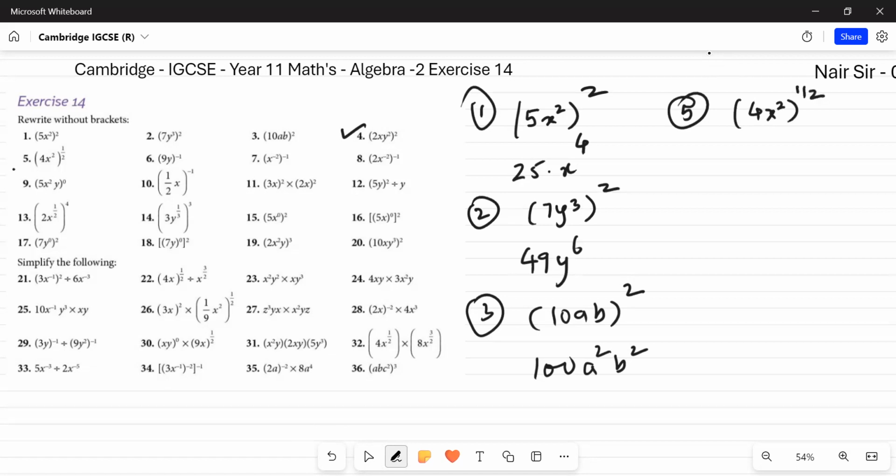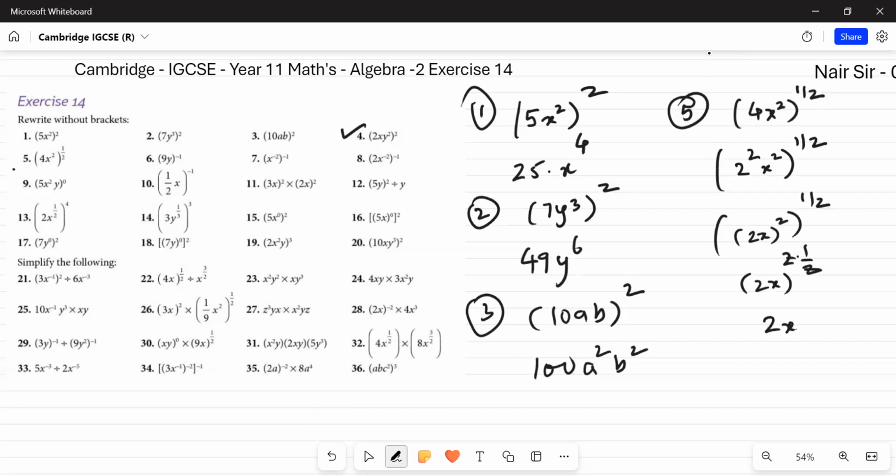I have seen many students getting confused with this. Now look at this. How can I write 4x squared? Can I write this as 2 squared and x squared, to the power 1 upon 2? Can I write this as 2x the whole squared, to the power 1 upon 2? And what will this become? 2x, 2 into 1 upon 2. And what is that equal to? The 2 gets cancelled. Answer is 2x.